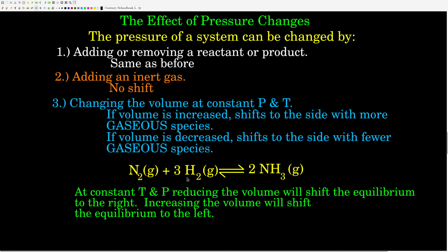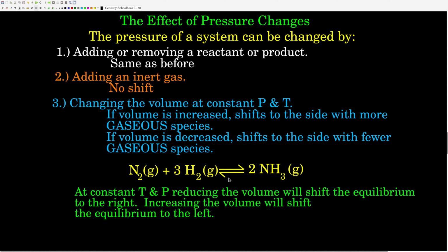So for example, in this reaction right here, if you decrease the volume, then it's because there are 2 gaseous species on the right, 3 plus 1 is 4 on the left. There are more gaseous molecules on the left than on the right. So by decreasing the volume, it's going to shift to the right in this particular case, the side that has fewer gaseous particles. And if there were fewer particles on the left, then it would shift to the left.